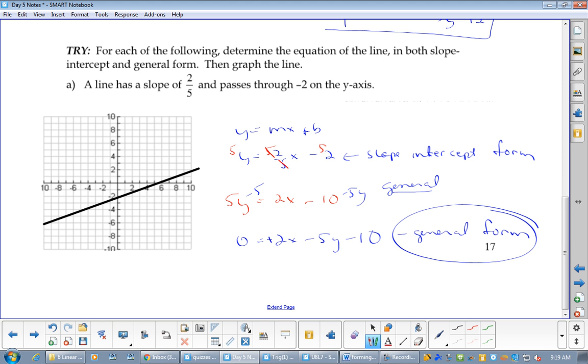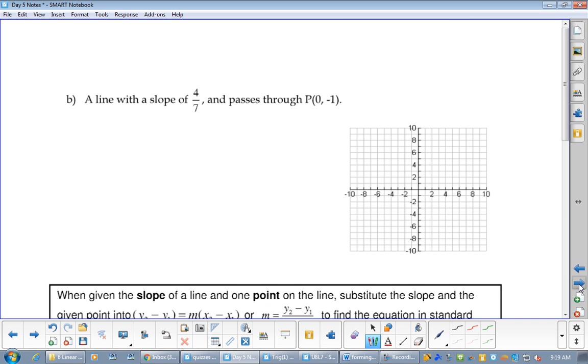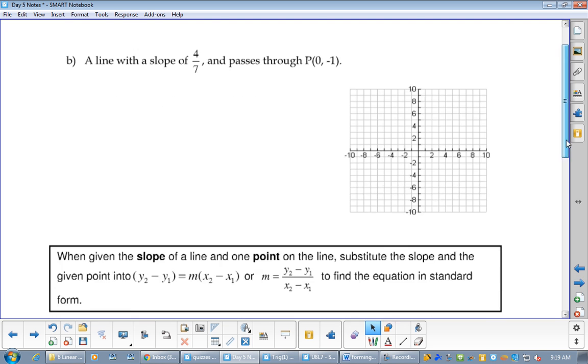Now again, general form looks nice, but it's useless as far as information giving. Where the slope y-intercept form has a slope and y-intercept in it, right? But we still have to know how to go back and forth. Okay, I don't think we need to do another one. We just did two of them.